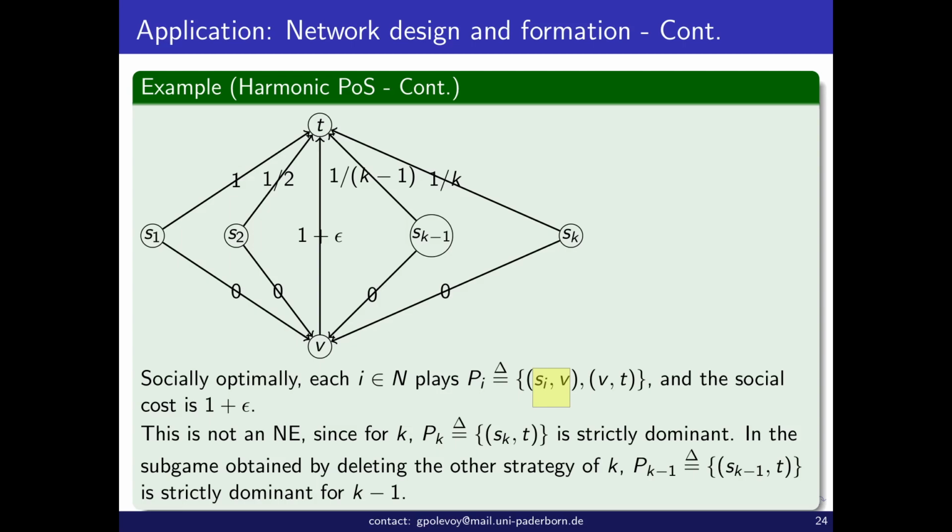Now, that's not a Nash equilibrium, unfortunately, because for the last player, what happens is that that player faces the choice, as every other player, whether to play through V or to go directly to T. Now, the direct path costs 1 over epsilon, and going to V and then to T costs, in the best case, if everyone else uses V to T as well, 1 plus epsilon over K. So strictly more than just going directly from Sk to T. So for player K, choosing the direct path is strictly dominant.